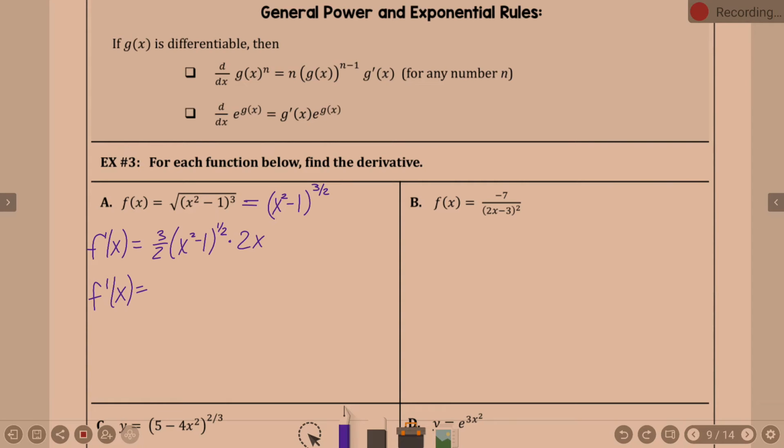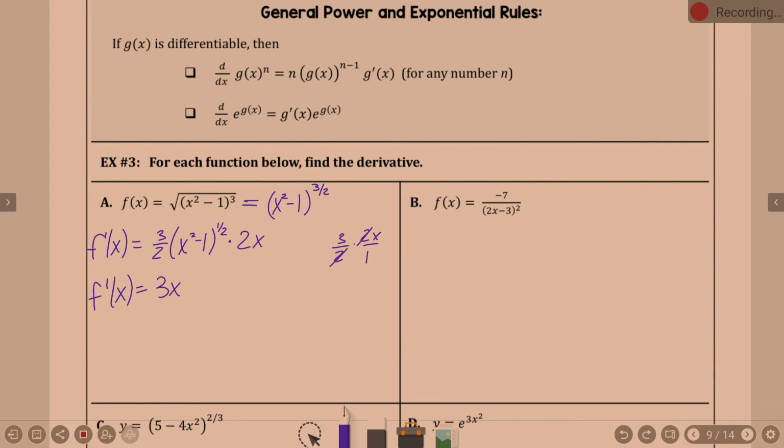3x times the square root of x. Okay, so right here, guys, the 3/2 times the 2x. That's what you need to clean up, because 3/2 times 2x is going to just be 3x. So I'm going to say 3x.